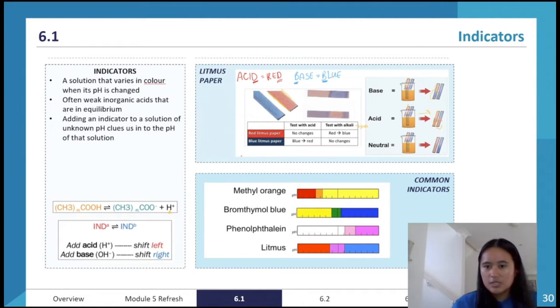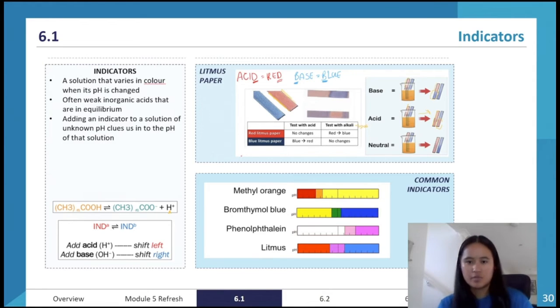But the main ones that you'll hear a lot about are methyl orange, bromothymol blue, phenolphthalein, and litmus. Now, if we compare methyl orange, bromothymol blue, and phenolphthalein, what you'll notice is that the massive change in color, so from red to yellow, from yellow to blue, and from clear to pink, those changes in colors happen at different points in the spectrum of pH.